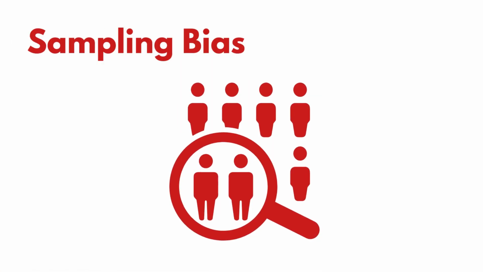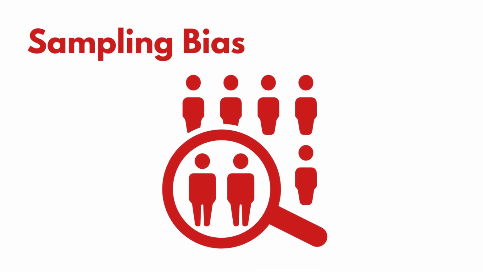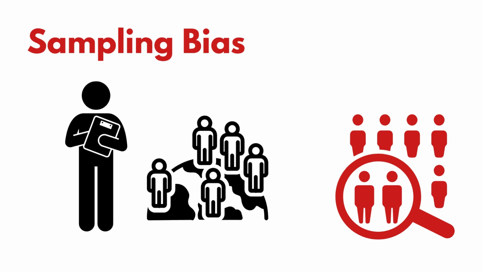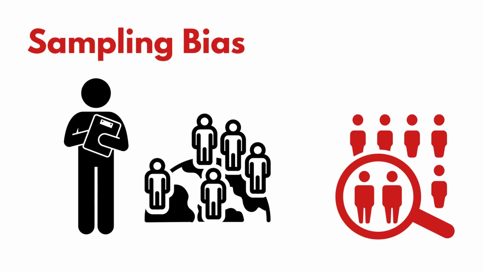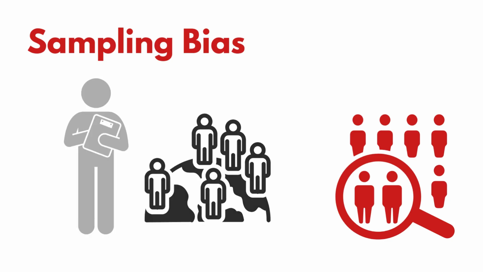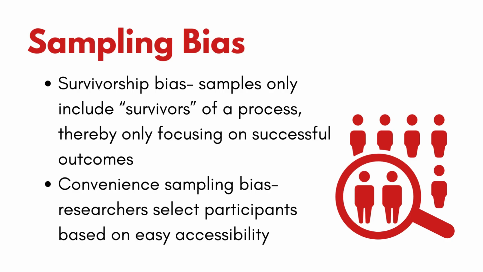Another form of bias to look out for in research is sampling or selection bias. This type of bias occurs in research studies when the sample being studied does not accurately represent the characteristics of the larger population it was taken from. There are many subcategories of sampling bias. For example, survivorship bias, in which samples only include survivors of a process, thereby only focusing on successful outcomes in a scenario. Or convenience sampling bias, in which researchers select participants based on their easy accessibility rather than their representation of a population.